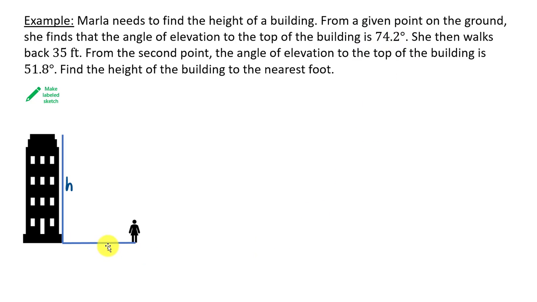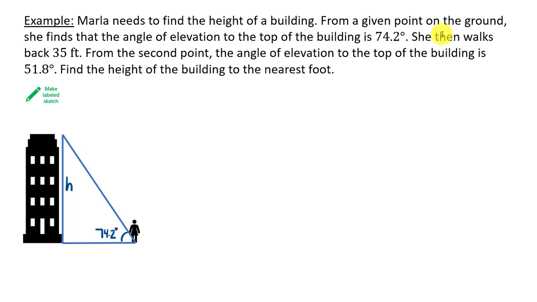So first of all, here's the ground. Let's assume that from the point where she's standing, from that point on the ground, she finds the angle of elevation to the top of the building is 74.2 degrees. So what would be the angle of elevation? Remember, it's always between the horizontal segment or ray and the segment that goes upwards, like that. So the angle of elevation is here, and it's given to be 74.2 degrees.